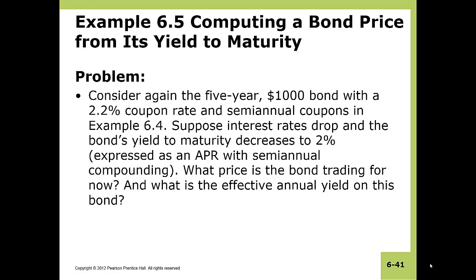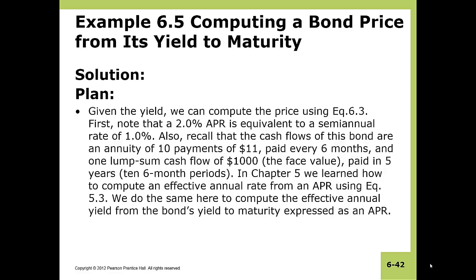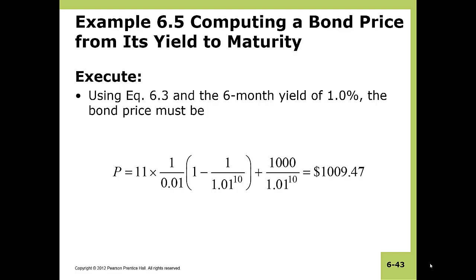So how you'll put this into your calculator: N is 10, I is 2, present value is what you're trying to solve for. Payment is a positive 11, future value is a positive 1,000, and the payments per year is 2. So what you should end up with, after you put all that in there, is $1,009.47. And we can just keep doing these all day long because they're pretty much the same.